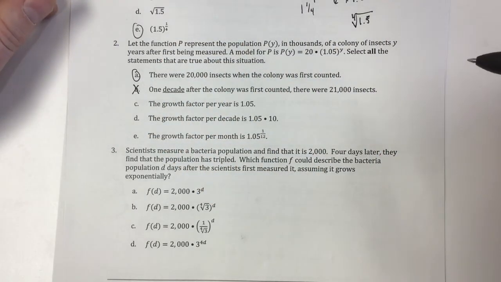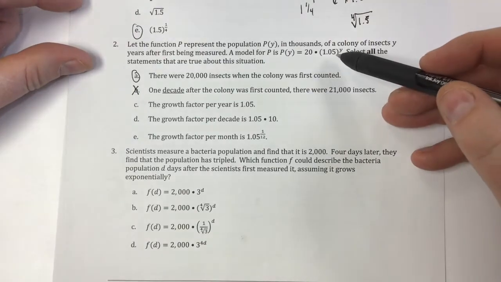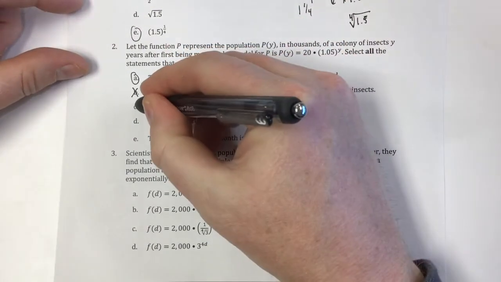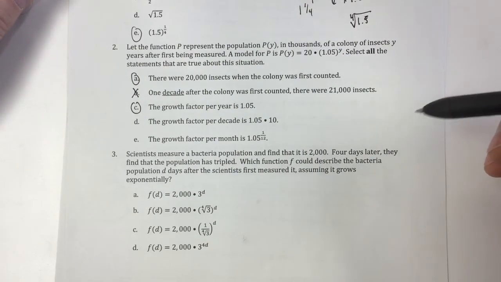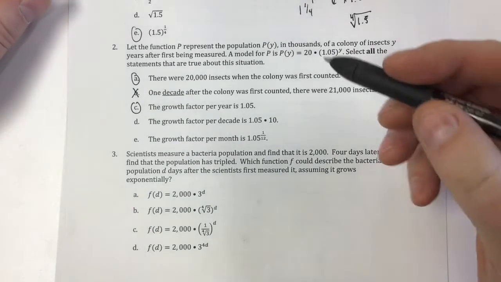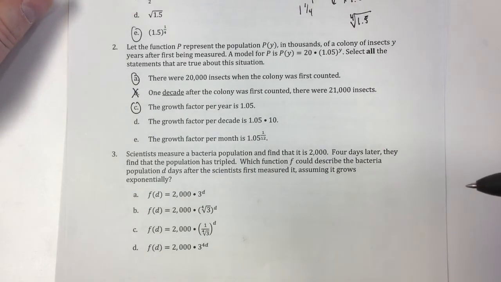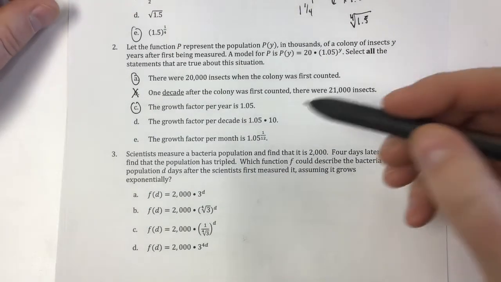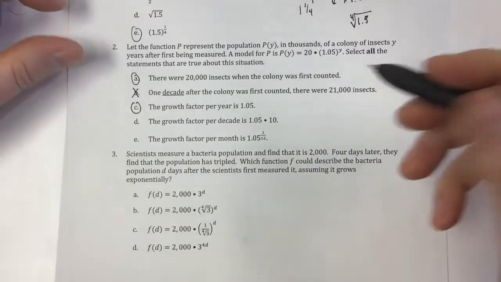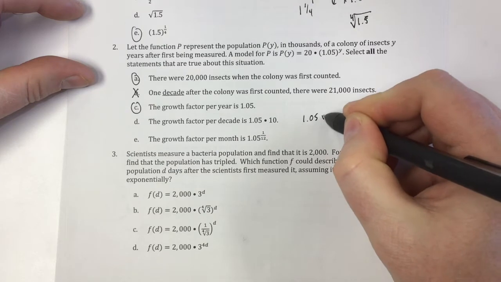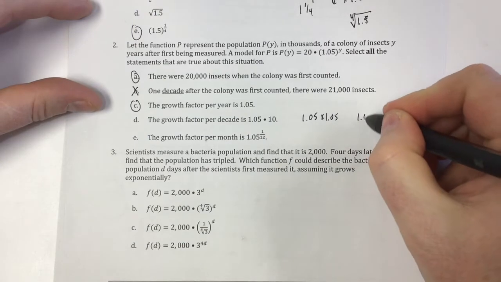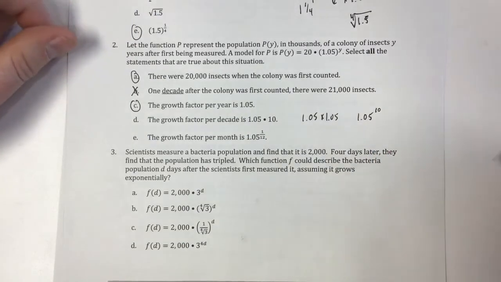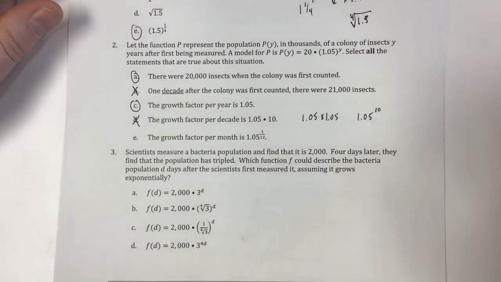The growth factor is 1.05 per year. Well, this is the growth factor in an exponential model, so that one is correct. The growth factor per decade is 1.05 times 10. Whenever we're working with exponential models, we are multiplying by the growth factor over and over again. So I'm not multiplying to the growth factor, I'm multiplying by the growth factor. So it should be 1.05 times 1.05 times 1.05 over and over again, which would mean that for 10 years it'd be 1.05 to the 10th power, not times 10. So that one can't be right.